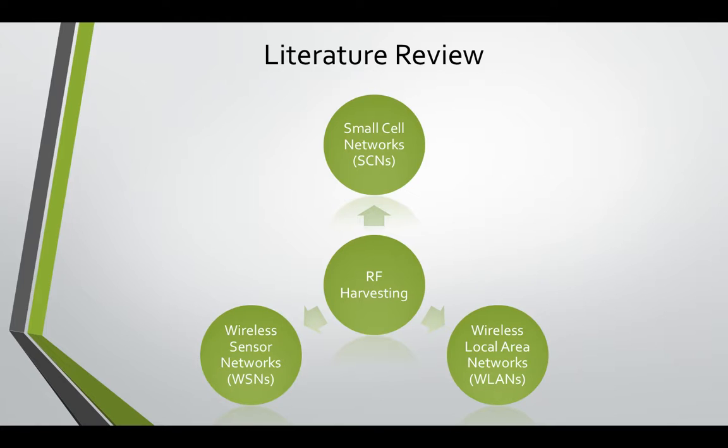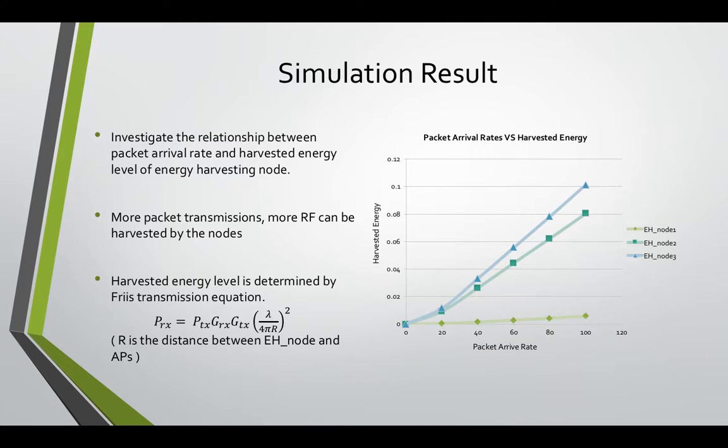RF harvesting on wireless sensor networks releases sensors from the limitation of batteries and extends the lifetime of sensor networks. The purpose of RF harvesting in Wi-Fi networks is to power mobile devices. However, the biggest challenge is the interference between power transmission and data transmission.